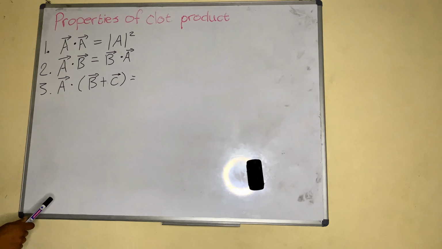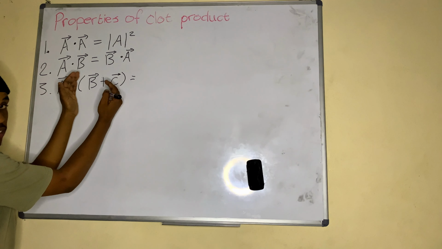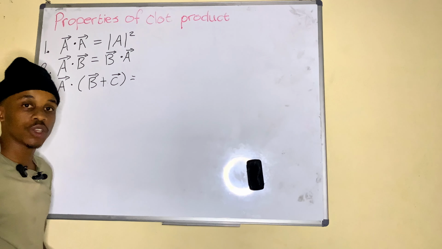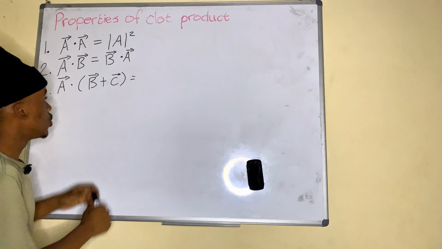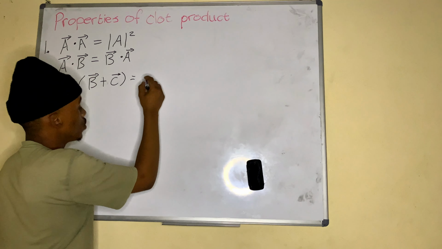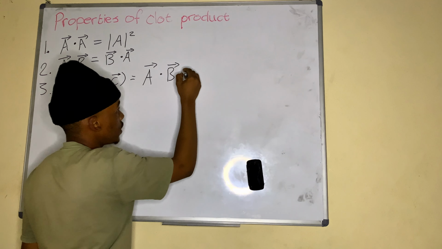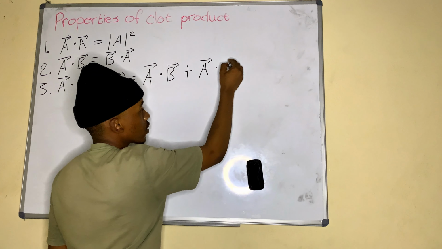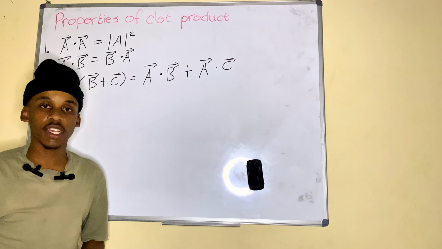Third property, the dot product is distributive over addition. As we can see here, we've got the dot product of vector A and B plus C. B plus C can be treated as a single vector. You can refer to the previous video on how we found this to be true. This is equal to the dot product of vector A and vector B plus the dot product of vector A and vector C.